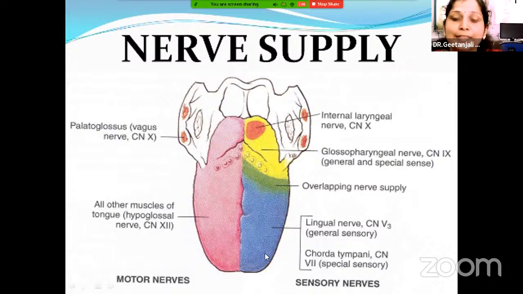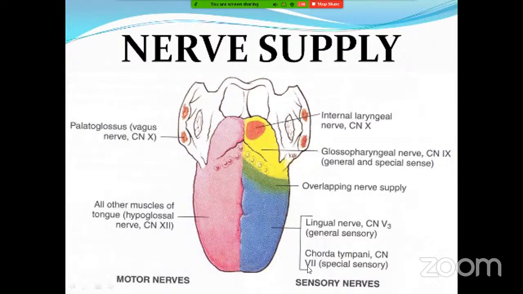Now come to the sensory nerve supply. This part is anterior two-third and this part is posterior one-third. The sensory nerve supply for the anterior two-third is different and for the posterior one-third is different. In the anterior two-third, the sensory nerve supply is by the lingual nerve for general sensation and chorda tympani nerve for special sensation. And for the posterior one-third, only the glossopharyngeal nerve for both general sensation as well as special sensation.